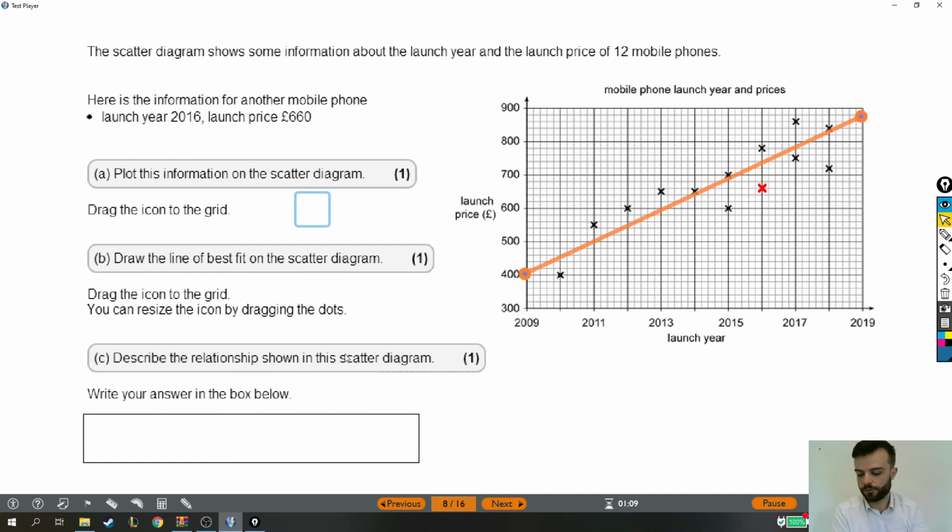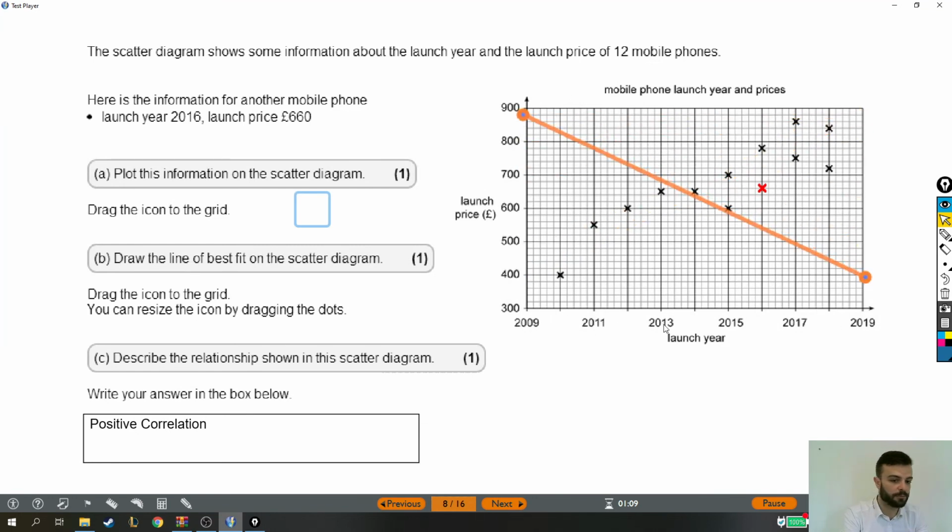Describe the relationship shown in the scatter diagram. Now this is tricky. It's just a vocabulary thing. What we can see from this diagram is that as the launch year increases, so as time goes on, the launch price also increases. And there is a specific phrase for that in maths. That is called a positive correlation. A positive correlation.